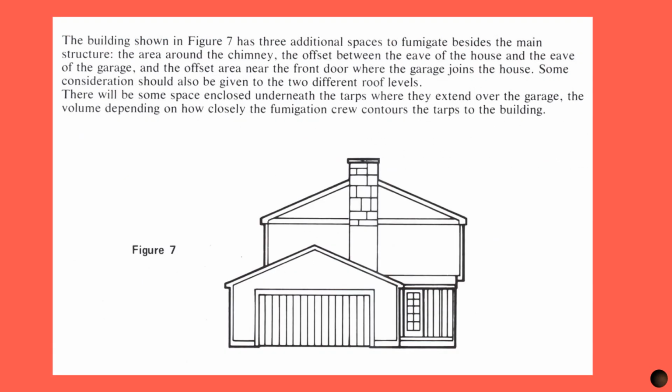The building shown in Figure 7 has 3 additional spaces to fumigate besides the main structure: the area around the chimney, the offset between the eave of the house and the eave of the garage, and the offset area near the front door where the garage joins the house. Some consideration should also be given to the 2 different roof levels. There will be some space enclosed underneath the tarps where they extend over the garage, the volume depending on how closely the fumigation crew contours the tarps to the building.